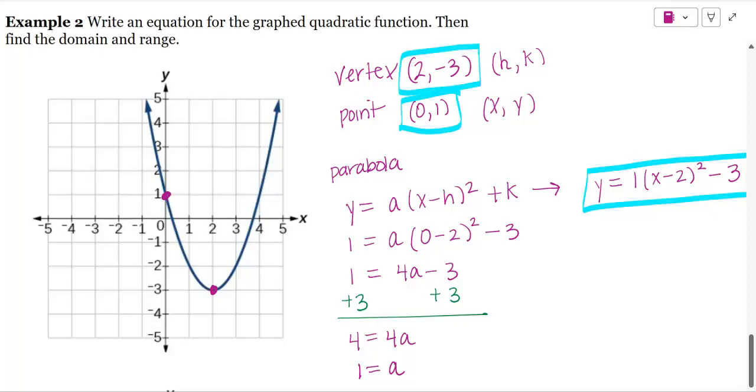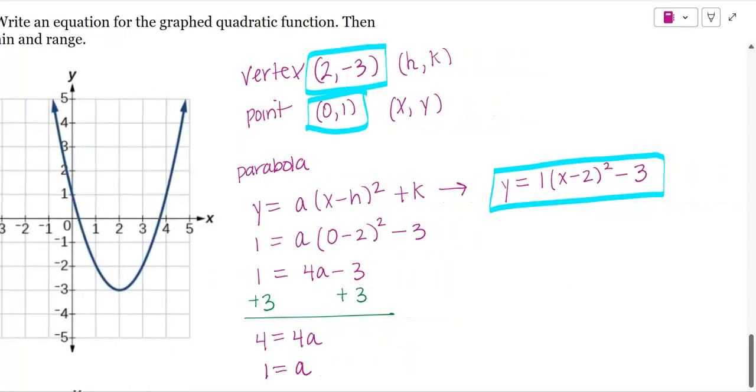Again, once we know the vertex, we can think about the domain and the range from that. The domain for parabolas is always all real numbers. So the domain, and we can see that by looking at the graph, is everything between negative infinity and positive infinity. But the range comes from that vertex. It comes from the y-coordinate of the vertex, or k. So it looks like -3 is the lowest value we reach on this particular graph. So our range is going to be going from -3 up to positive infinity, including that lower endpoint.